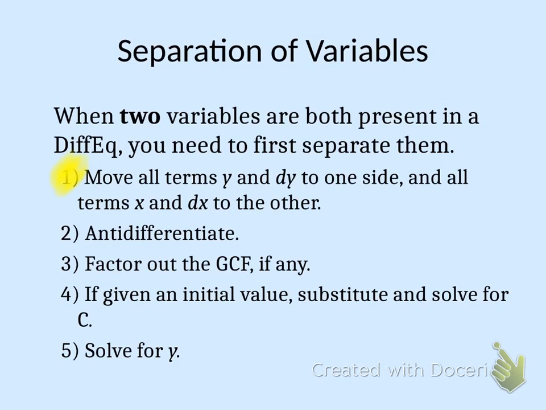Then once we've got that, where x is with its differential and y is with its differential, then we can anti-differentiate. Once we've found this indefinite integral, then we'll factor out any GCFs we might have. And then after that, if we're given an initial value, so in other words, we're given some ordered pair that this equation has to satisfy, then at this step, before we solve for y, that's when we're going to substitute and solve for c. And then at the very end is when we're going to isolate so that we have y equals, and then we've got our equation.